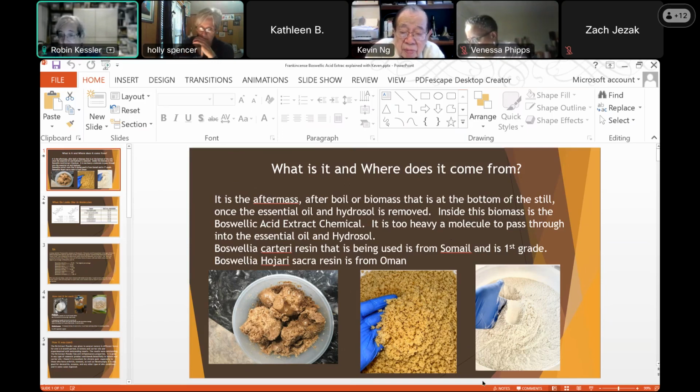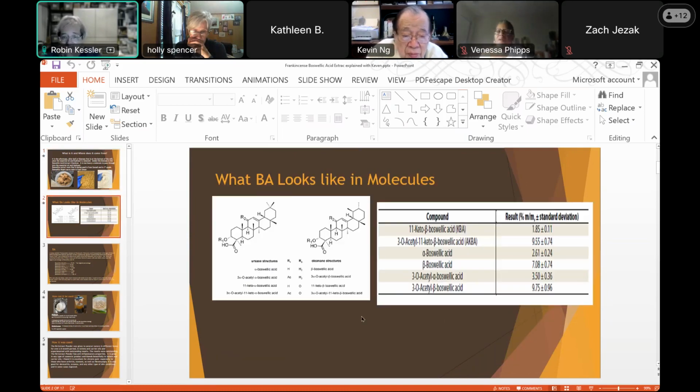Boswellic Qatari resin that is used comes from Somalia, and it's first grade. Boswellic Hajari Sacra is also a mixture of different resins, and that comes from Oman. And I just want to show you the same thing. These are the molecules, but how do people say, how do you know what's in it?